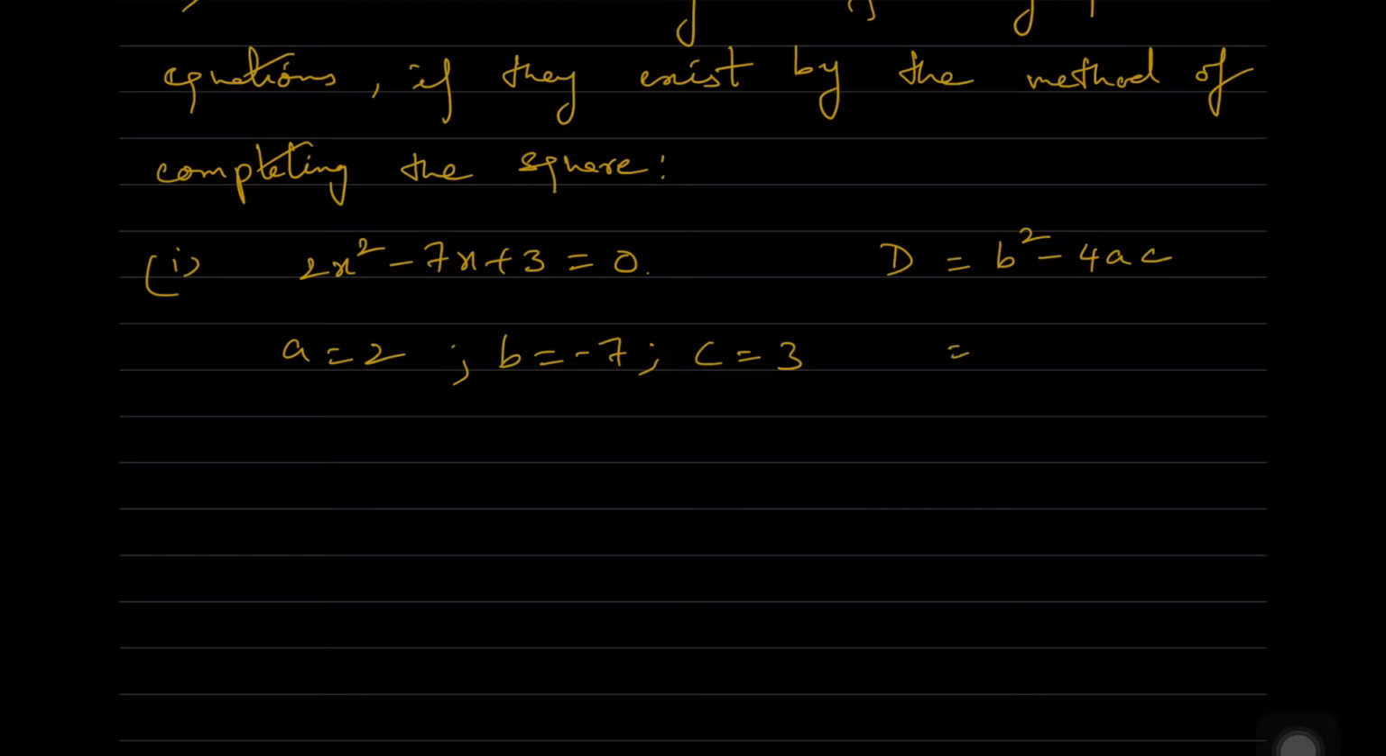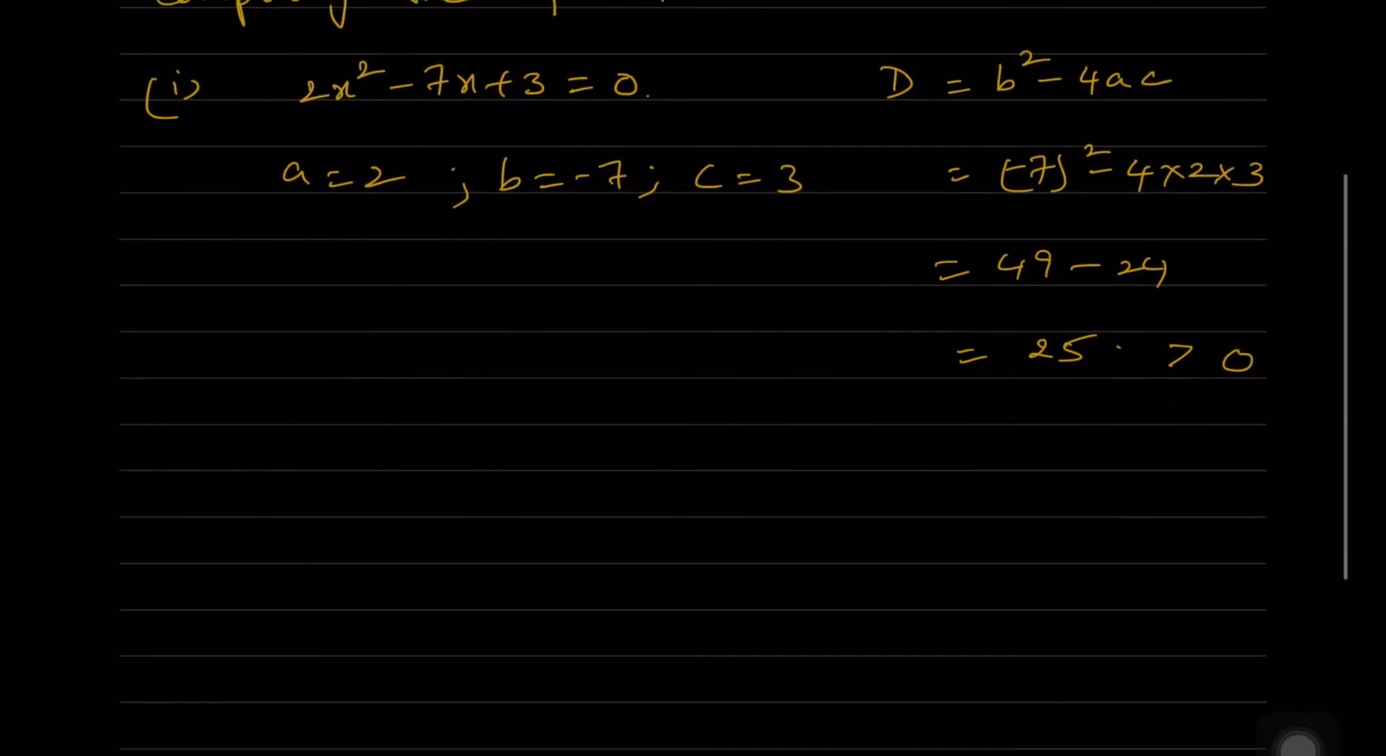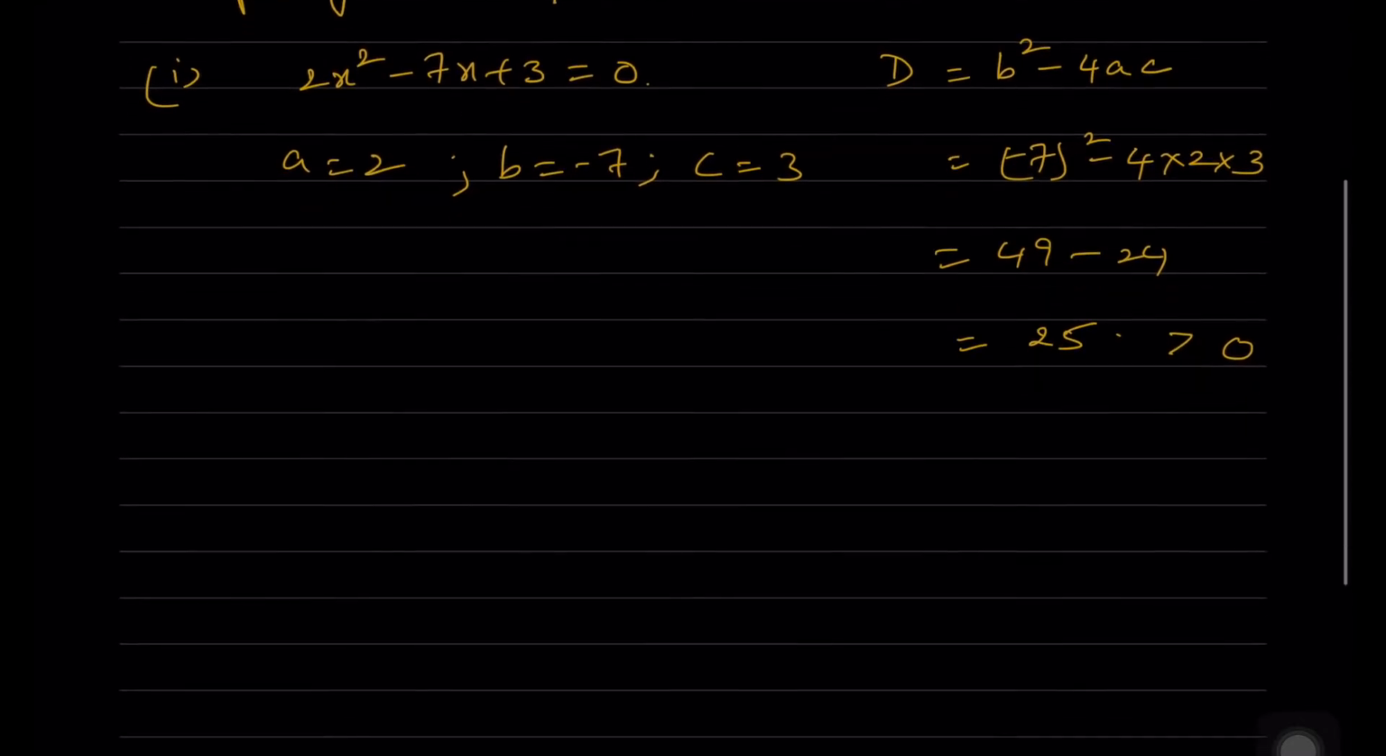So substituting in this, you get minus 7 whole square minus 4 into 2 into 3, which is 49 minus 4 3s are 12, 24, which is equal to 25. So this is D over here. D is greater than 0, so therefore it exists. We can find out the roots for this. So we are going to find it out by the method of completing the square.